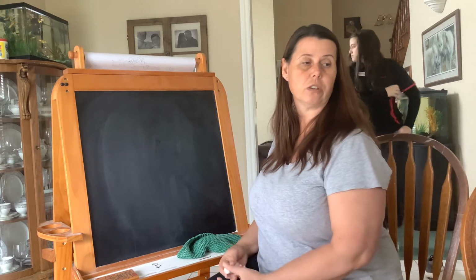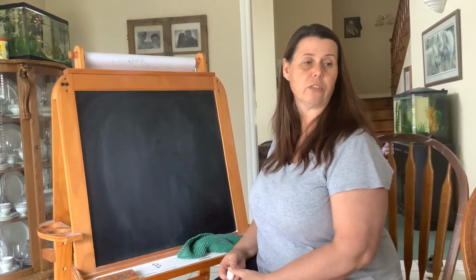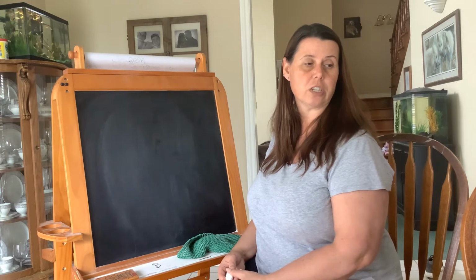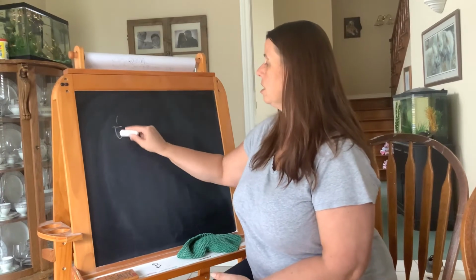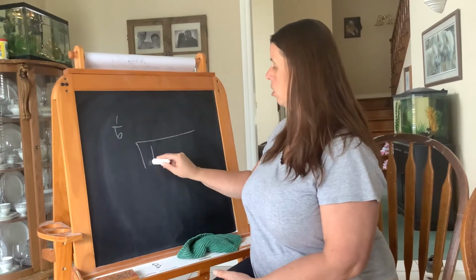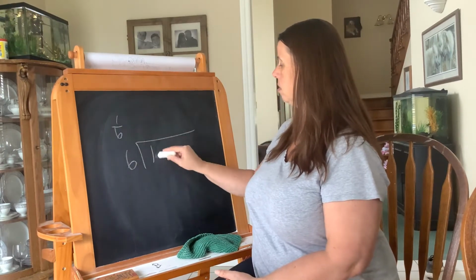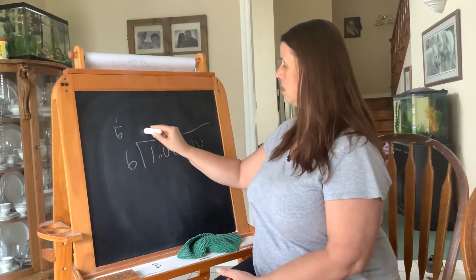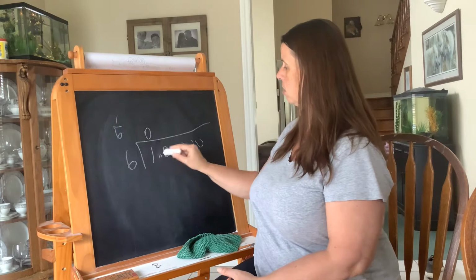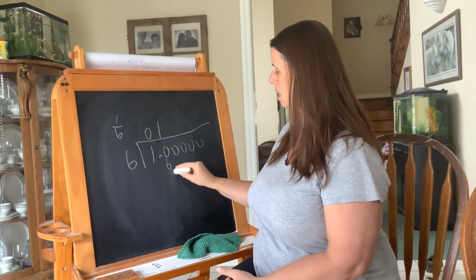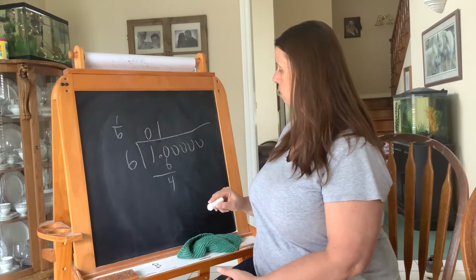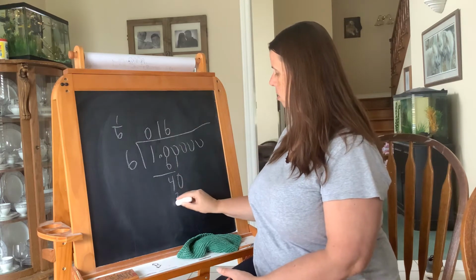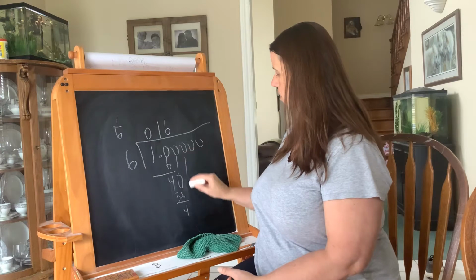Number 5, use long division to calculate the decimal equivalent of the fraction to 6 decimal places, then write the decimal using bar notation. Okay, so we got 1/6. So that means in our house, 1 goes in, 6 goes out, decimal and a bunch of zeros. 6 goes into 1 no times, but 6 goes into 10 one time, which is 6. 4 left over. Drop it. 6 goes into 40 6 times, which is 36. 4 left over. Drop it.